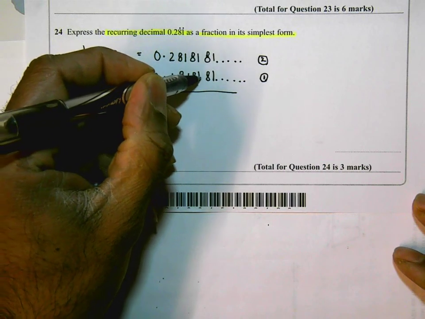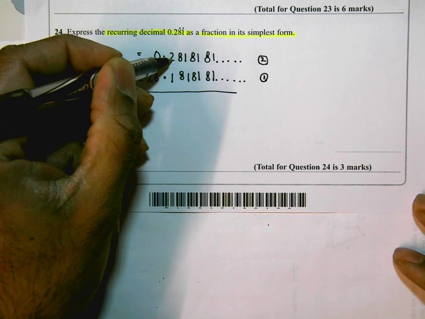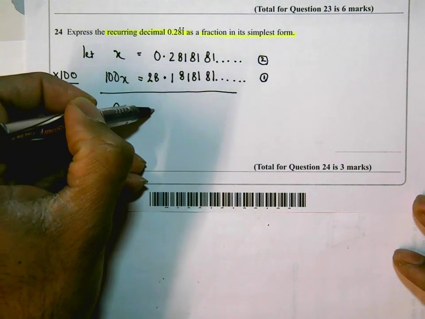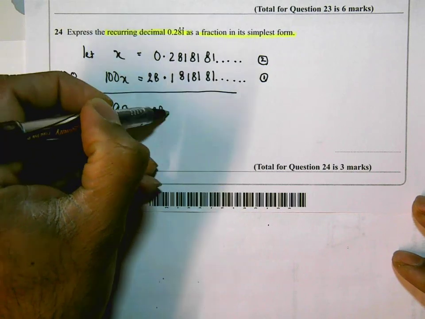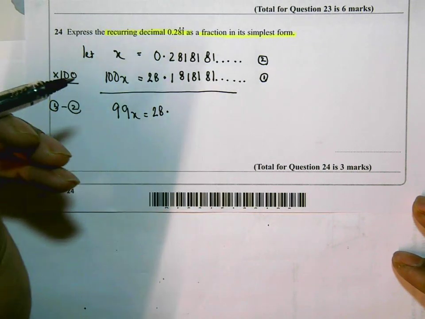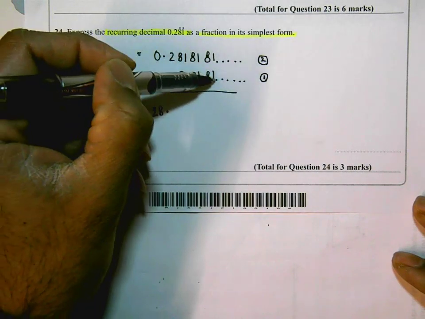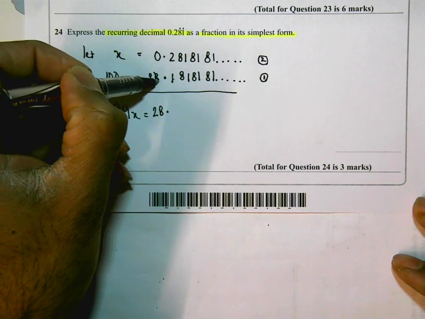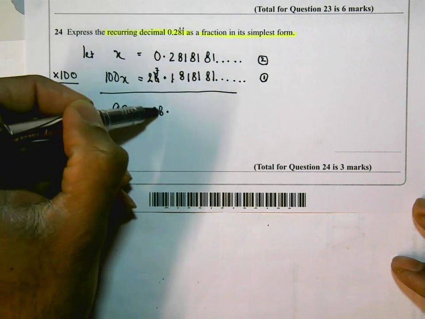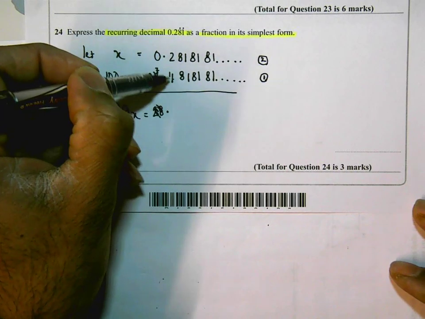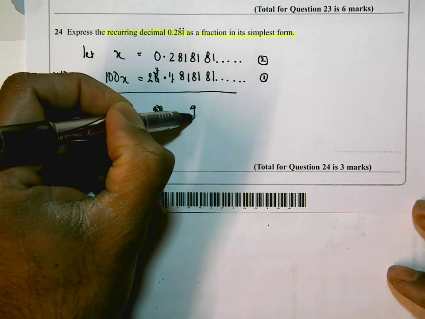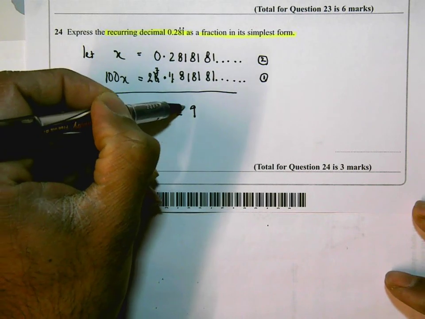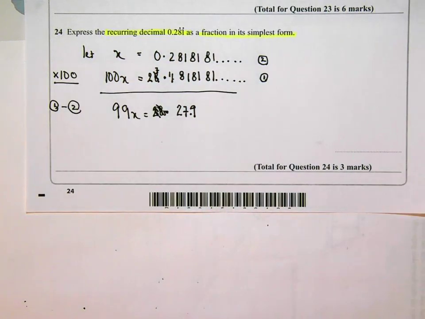28.181881 take away 0.281881. Let's think about this. 28 take away 0 is 28. All of these are going to cancel out to make 0, and then 1 take away 2 cannot, so I just have to borrow 1 from that to make that 7. I'll scrub this out. And that's 11. 11 take away 2 is 9. 27 take away 0 is 27. And so it's going to be 27.9 I've got so far.